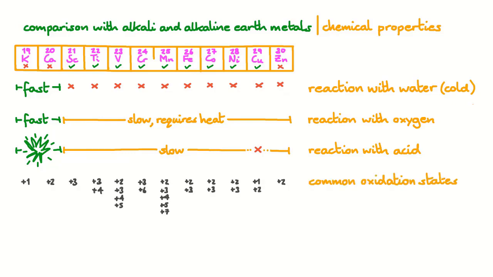And if we look at the number of common oxidation states, the average for the transition metals is significantly higher than for the alkali or alkaline earth metals. And we can also see that the alkali and alkaline earth metals are significantly more reactive overall than the transition metals. After all that, I think it's time for some practice.